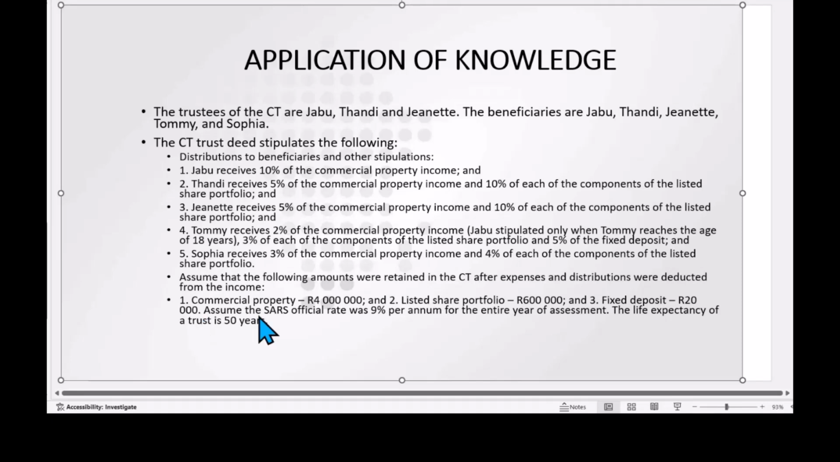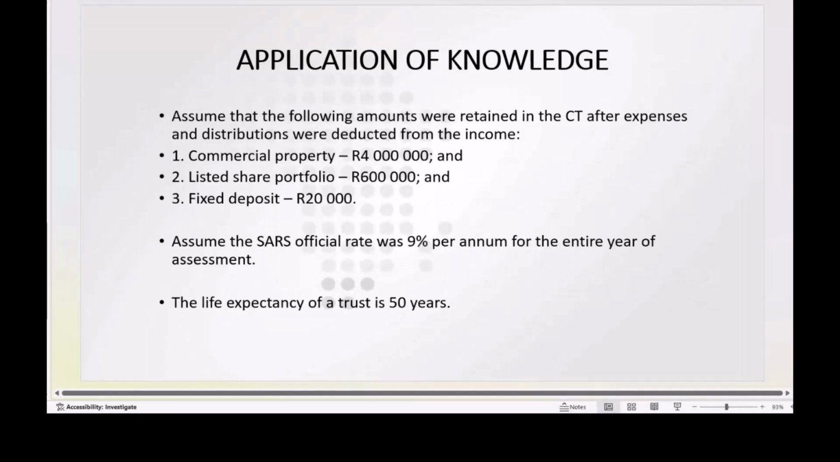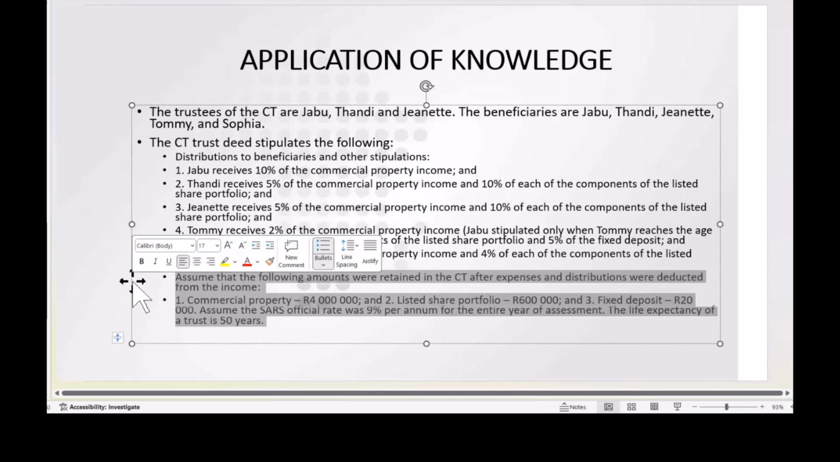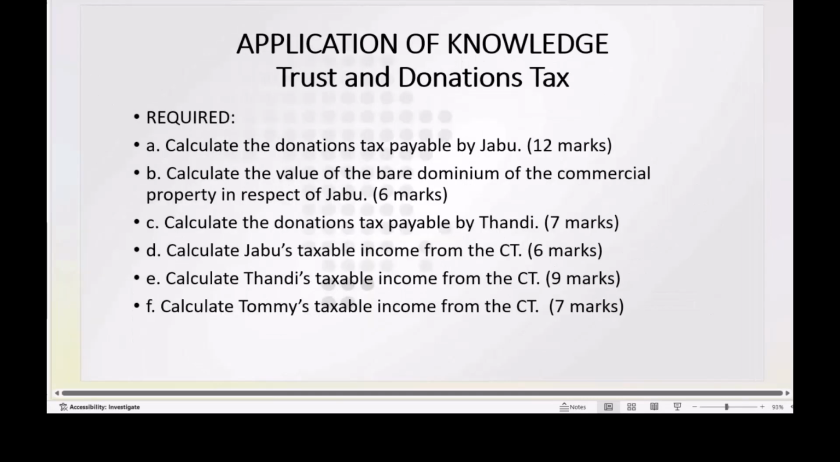Then they tell us that we can assume the official rate is 9% for the entire year of assessment. The life expectancy of the trust is 50 years. So that's going to be important when we are calculating the donation.